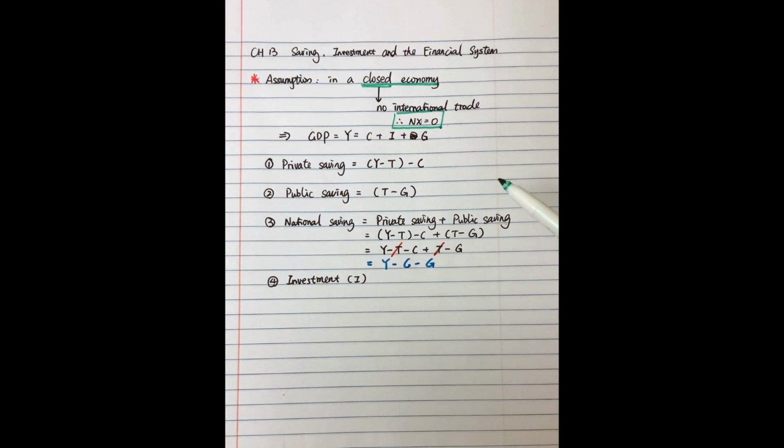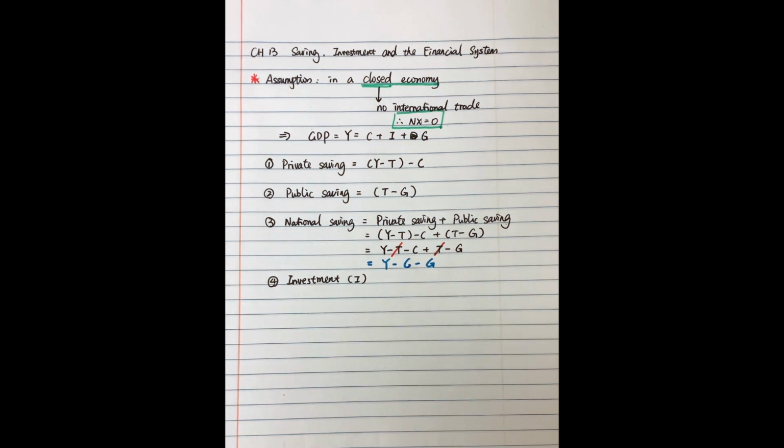So GDP in these circumstances, in a closed economy, includes consumption plus investment plus government spending, right? So now in the closed economy, there are only three components in GDP. Okay, now based on this formula, we can derive the private saving.